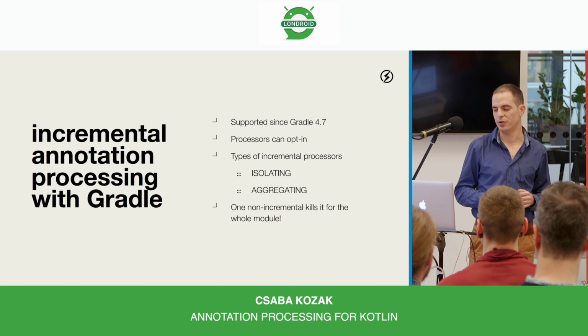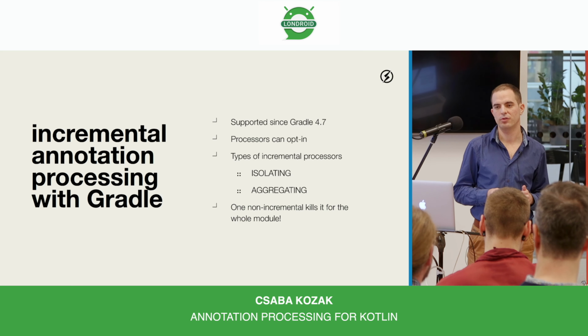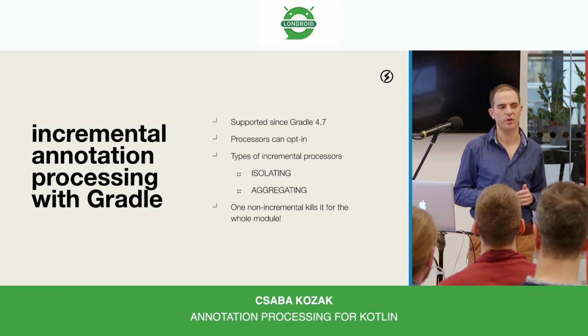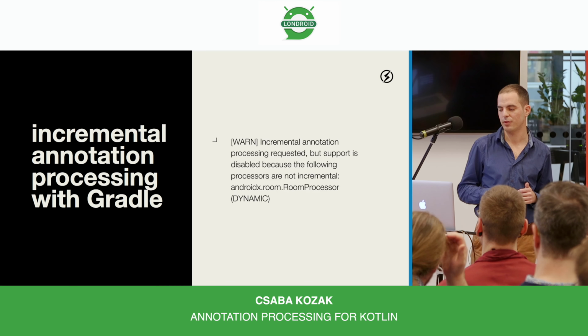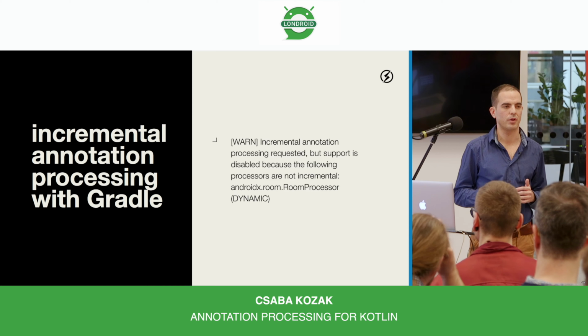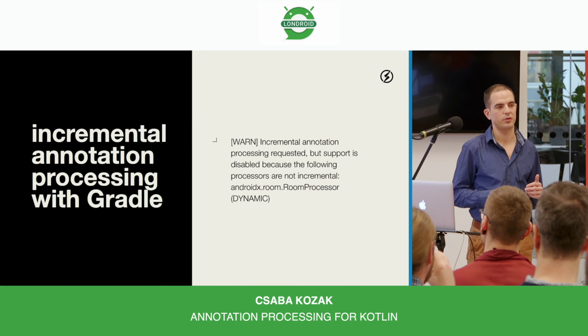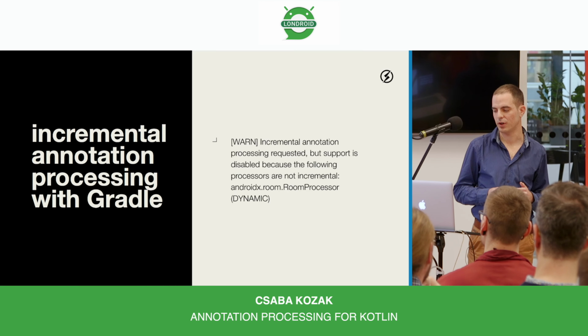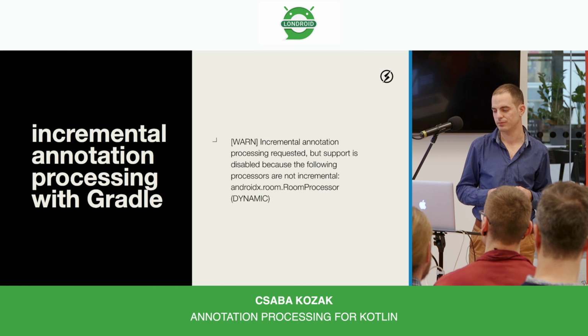Also, if you have at least one non-incremental annotation processor, then it will kill the whole incremental compilation, unfortunately. So you have to make sure that all of your processors in your Gradle modules are incremental. If you see this warning, this means that the incremental compilation will be turned off for your whole module. So you have to look out for this kind of warning and try to fix those processors which are not incremental, or move them to other modules.